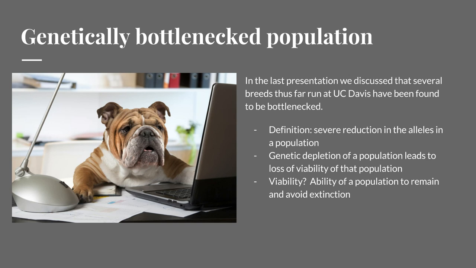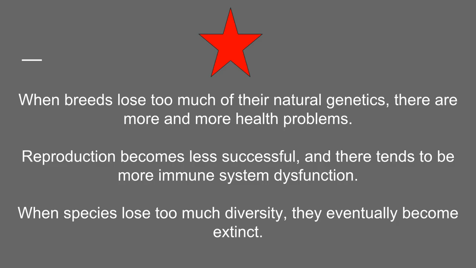A genetically bottlenecked population. In the last presentation, we discussed that several breeds thus far run at UC Davis have been found to be bottlenecked. So what's the definition of a bottleneck? It's a severe reduction in the alleles in a population, meaning a reduction in the variation of genes the population has. Genetic depletion of a population leads to loss of viability of that population. Viability? What do we mean by that? It's the ability of a population to remain and avoid extinction.